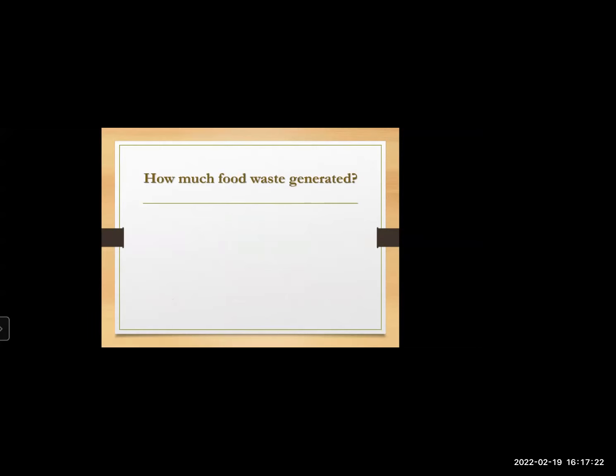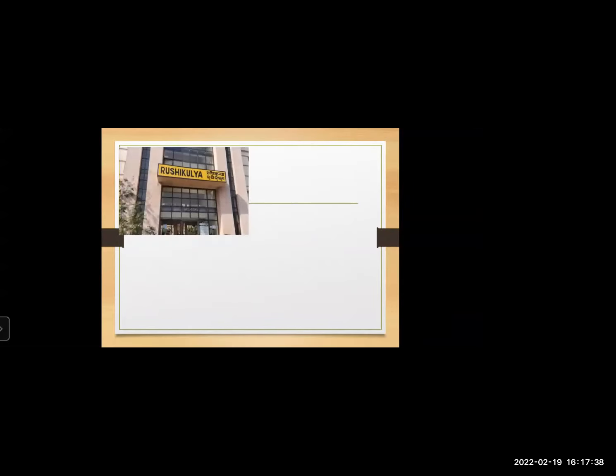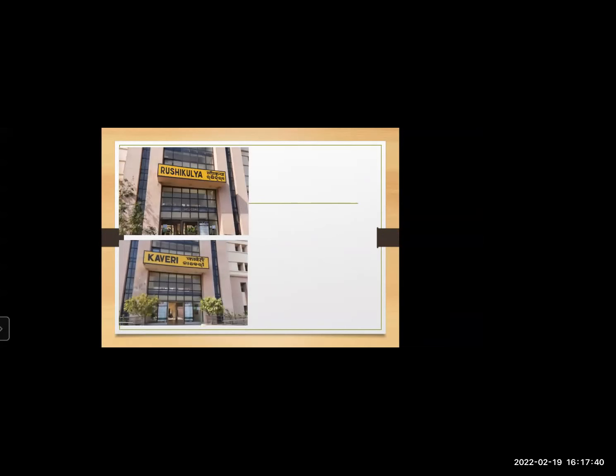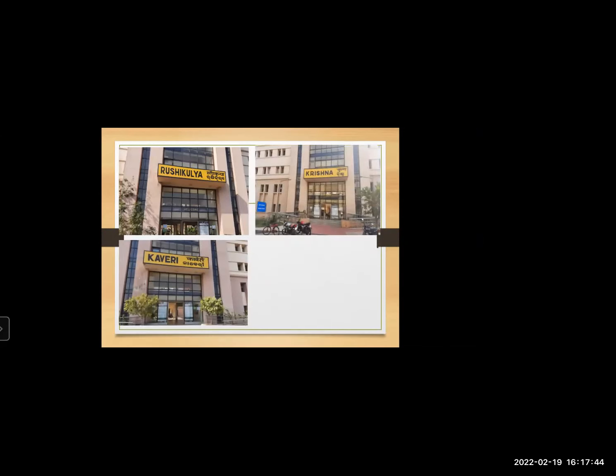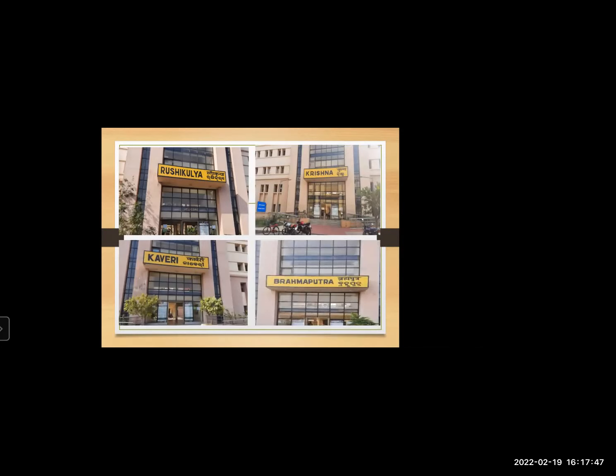So how much food waste is generated in NISER campus? To get an answer to this question, I visited 4 canteens in the NISER campus: Rushikulya, Kaveri, Krishna, and Brahmaputra. So I got the information which I have represented in graphical form.